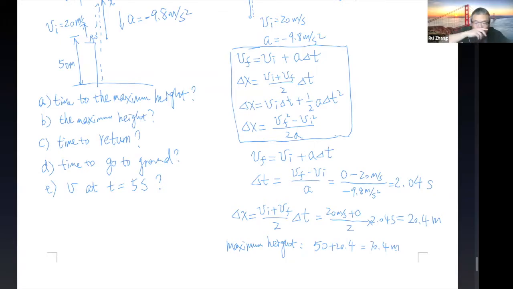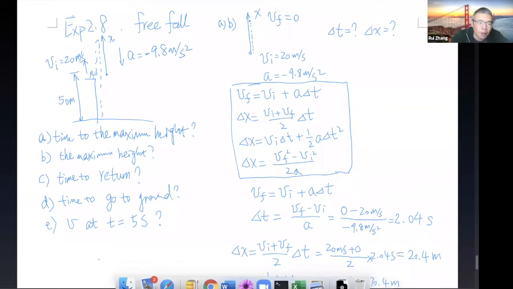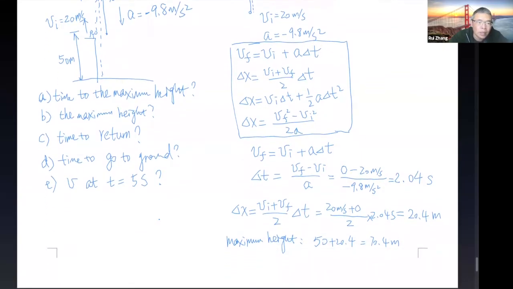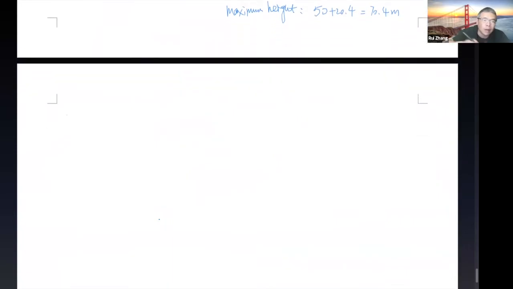Okay, so let's talk about part C now. After part C, I'm going to leave the last part for you guys to calculate. So let's try to calculate part C. Part C asks you the time to return. For this one, we're looking at a little bit different motion. The motion we're interested in now is that this thing goes up all the way to the top and then comes back to the same position here. So that's the motion we're interested in.